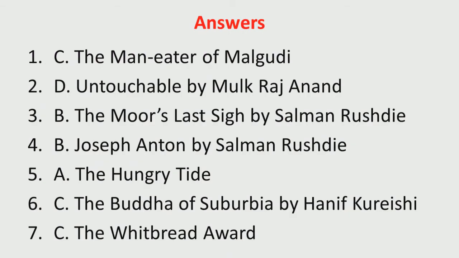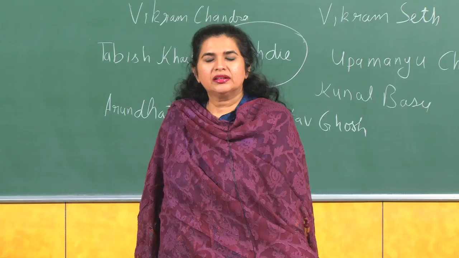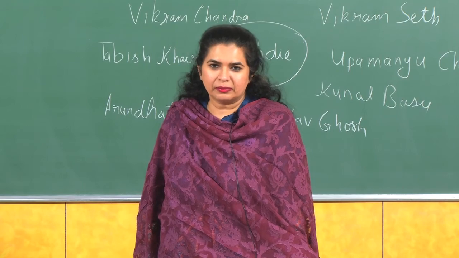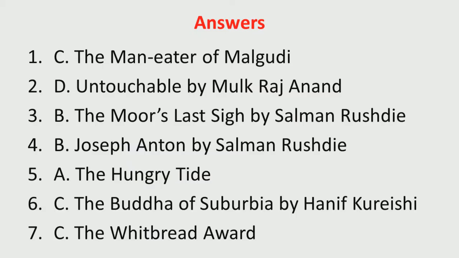Number 2 is D. Untouchable by Mulk Raj Anand. Number 3, B. The Moor's Last Sigh, again a very postmodernist novel by Salman Rushdie. And number 4 is B. Joseph Anton by Salman Rushdie. By the way, in the third question, all the titles listed are by Salman Rushdie. Number 4 is B. Joseph Anton by Salman Rushdie. The other 3 novels are not by him.